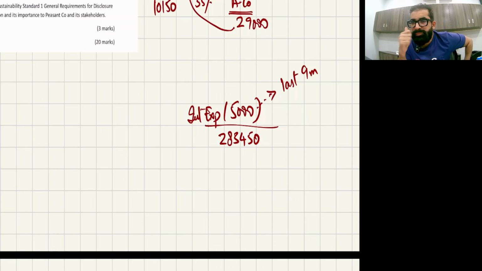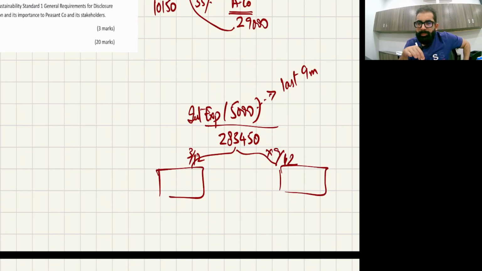No other party. Okay, but what if I divide this profit into 3 upon 12 and 9 upon 12? If I do it like this, what unfair thing will happen is that the burden of this 5,000 will come on the first 3 months guys also. If I simply do 283,450 into 3 upon 12 and 9 upon 12, the burden of that interest expense will be divided between these two parties, which is unfair because this interest expense purely belongs to the last 9 months, because the loan was taken on 1st April. Read the lines. Loan was taken on 1st April. So an unfair thing will happen.